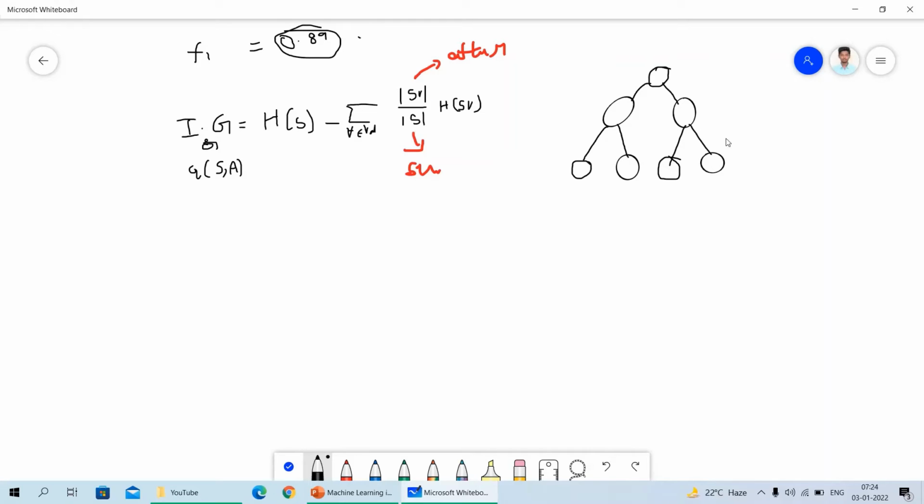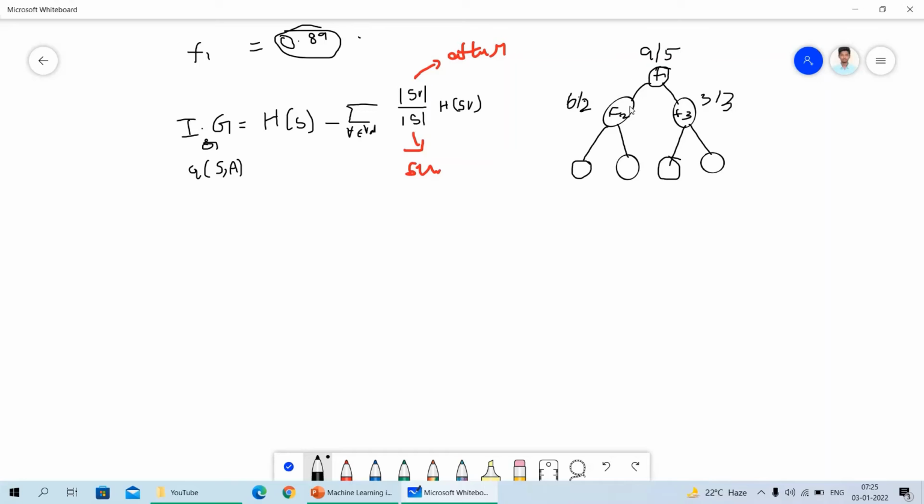Here F1 is 9 by 5. It means 9 yes's and 5 no's. Here we have split this 9 by 5 into F2, which is 6 by 2, and F3 is 3 by 3, where it has 3 yes's and 3 no's. We want to find these things. The total number at F1 is 9 by 5, and we want to find the entropies for this.